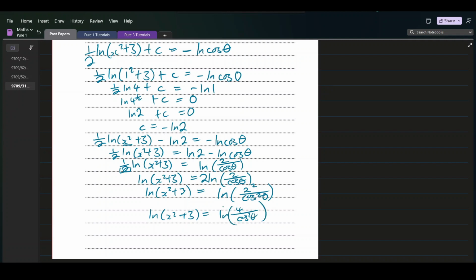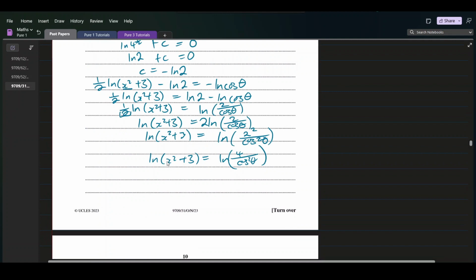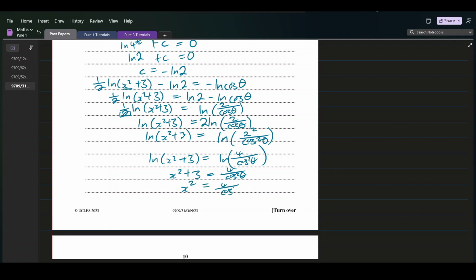And now let's apply the exponential function to both sides. So this becomes x squared plus 3 is equal to 4 over cos squared theta. Subtract 3 from both sides, you get x squared is equal to 4 over cos squared theta minus 3, and this would be our final answer.